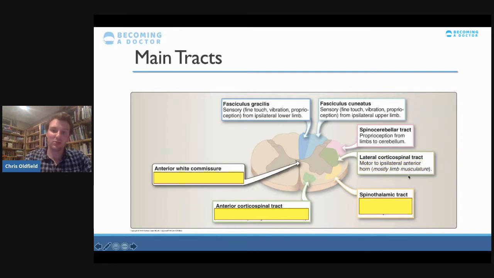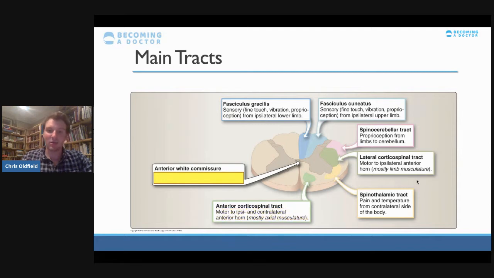Next, we have the lateral corticospinal tract, which you mentioned was motor, and it's mostly to your limb musculature. Spinothalamic tract, we also mentioned as another sensory tract, which is pain and temperature. Now you can see here, this is the first one that says contralateral. And we're going to look at the next slide about the routes that these different paths take. And we can see how some are ipsilateral and some are contralateral. The anterior corticospinal tract we also mentioned is axial musculature. So that's your torso. And that has some ipsilateral and contralateral. It can be a little bit confusing, that one.